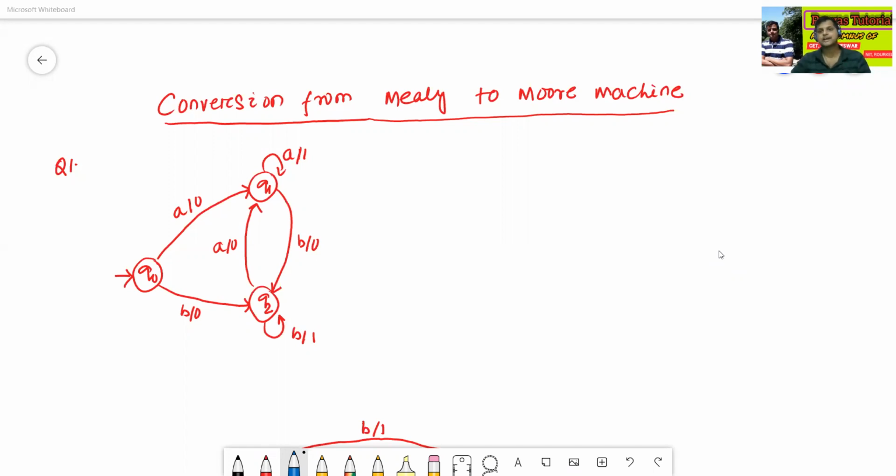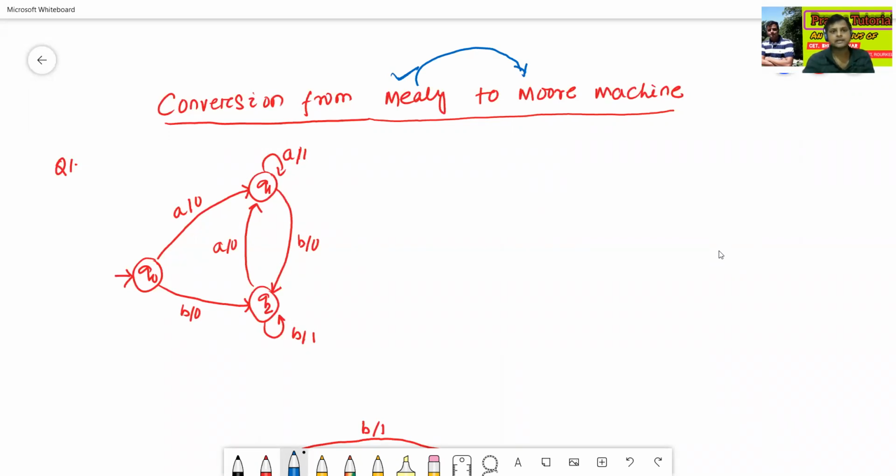In today's class, we will discuss the conversion from Mealy machine to Moore machine. In the previous class, we discussed the conversion from Moore machine to Mealy machine. But in this class, we will discuss the conversion from Mealy machine to Moore machine. That means if a Mealy machine is given, we'll construct the equivalent Moore machine.